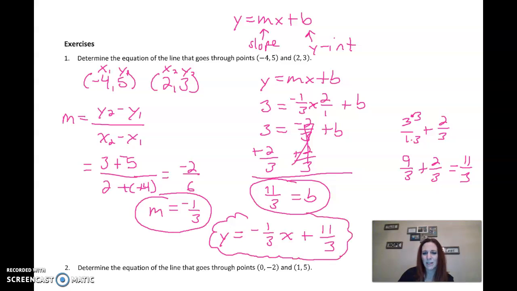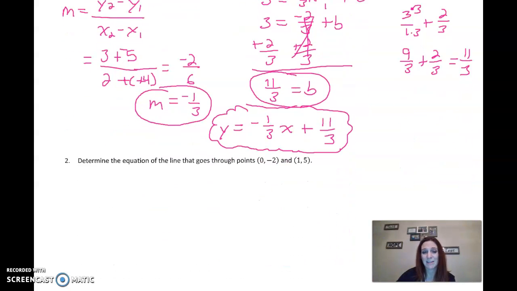I know it's not pretty, but you know what, guys? It's kind of how real life data is. It's not going to work out perfectly. Find your slope. Plug in a point. You could have used negative 4, negative 5. It wouldn't have mattered. Find your b. Once you have your m and your b, your slope and your y-intercept, you can write an equation. I'll do another example like this.